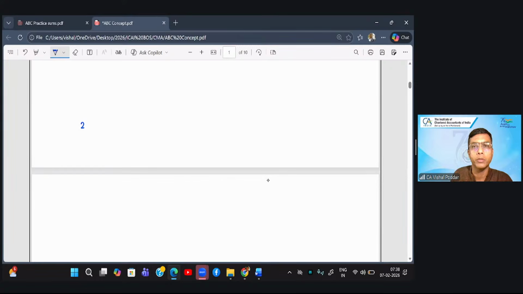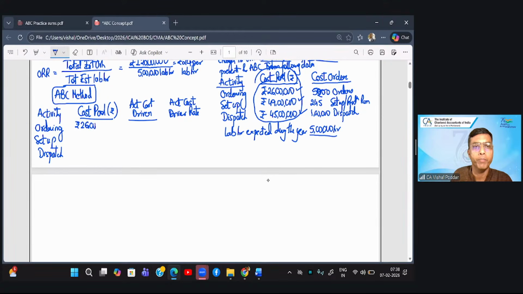Amount is 26 lakhs and base is 5,200 orders. This amount is 49 lakhs and the base is 245 setups. The amount is 45 lakhs and the base is 1 lakh dispatches. Now divide this, you will get your ORR. Correct? Which is called activity cost driver rates.